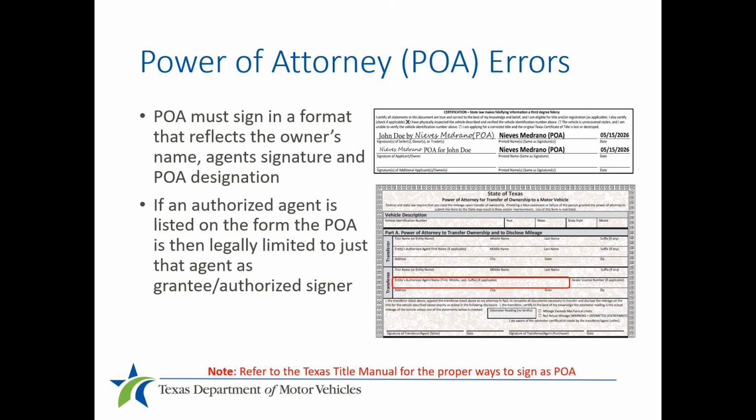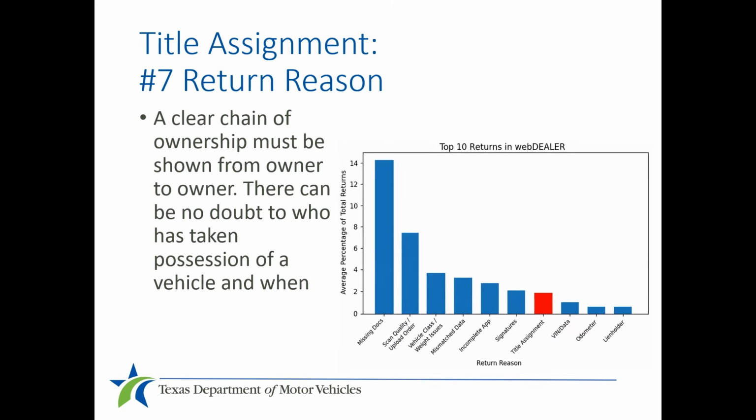Now let's move on to title assignments. Our next return category involves incorrect, incomplete, or unclear title assignments. A transaction must clearly show the chain of ownership from one owner to the next. The assignment should make sense, and the date should clearly show when ownership was transferred. There should never be confusion about who owned the vehicle and when. If counties cannot clearly follow the chain of ownership, the transaction may be returned. Let's look at a common example.